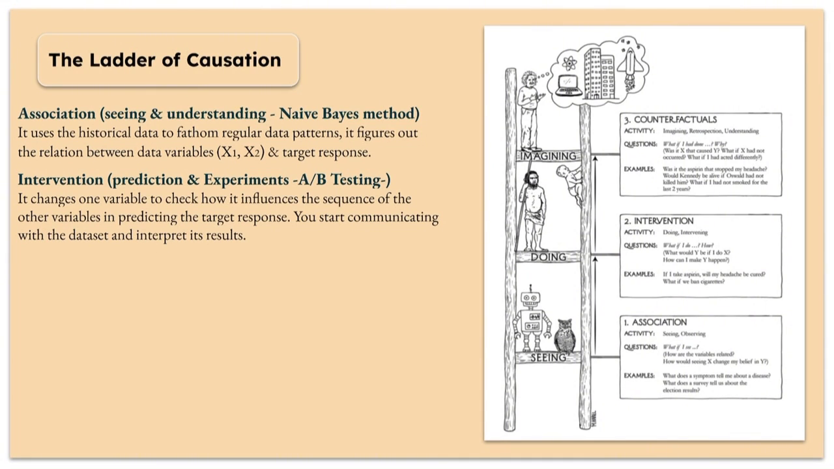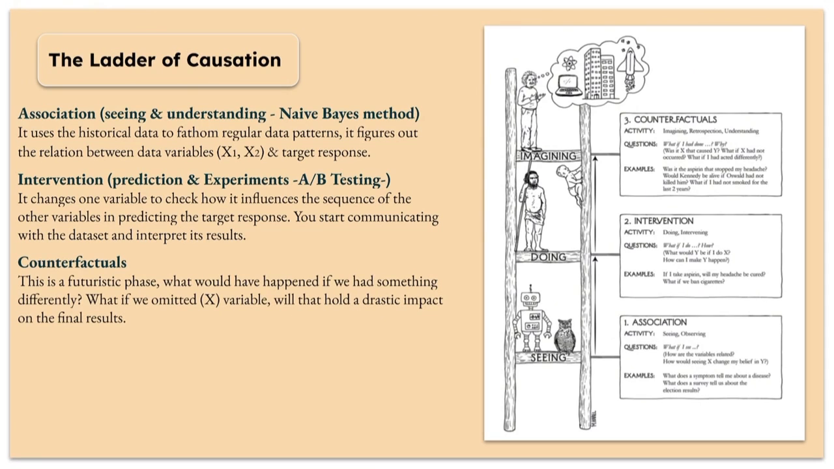Next, we have intervention. Intervention can be reflected by predictions and experiments, such as A/B testing. So it basically changes one variable to check how it influences the sequence of other variables in predicting the target response. You start communicating with the dataset and interpret its results.